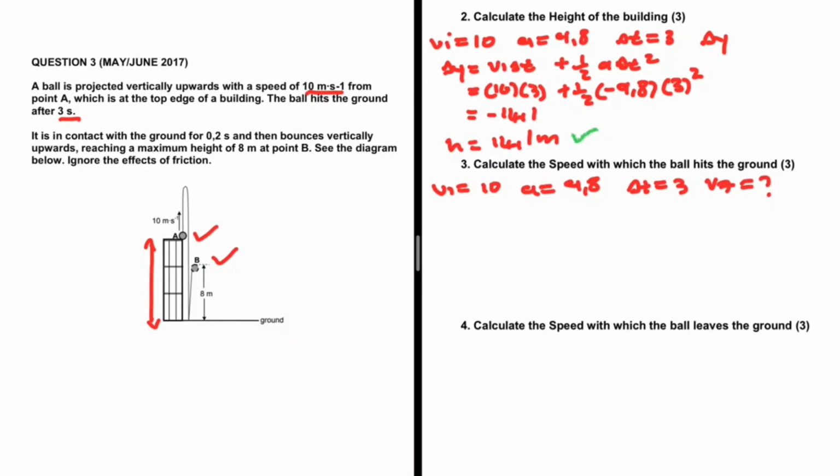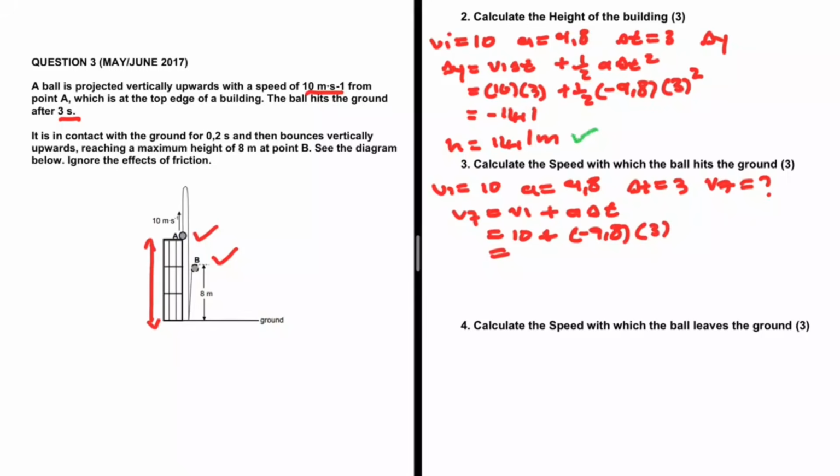Okay, with these four variables, pretty much straightforward, right? It doesn't get easier than this. We are going to have vf equals vi plus a delta t. Vf is what we're interested in. Vi is 10, the acceleration is minus 9.8, and the time is 3 seconds.